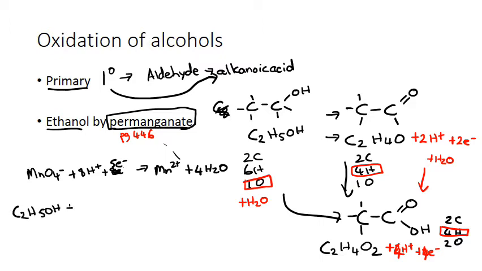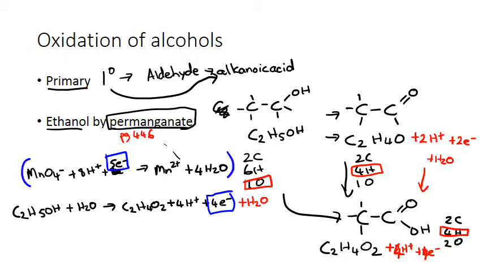C5OH plus water gives me my alkanoic acid and my hydrogens and electrons. Alrighty, so let's have a look here. I got 4, I got 5. Okay, so the common number here is going to be 20. So I'm going to have to multiply this whole thing by 4 and this whole thing here by 5.